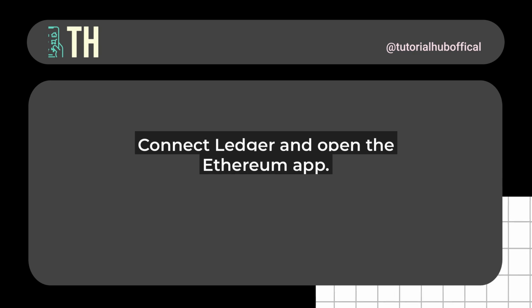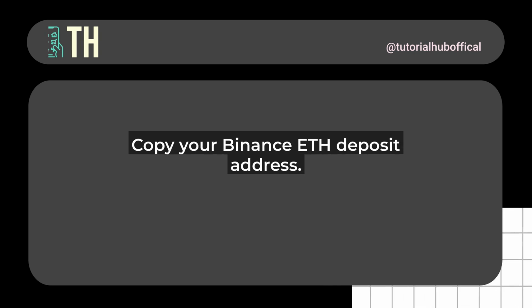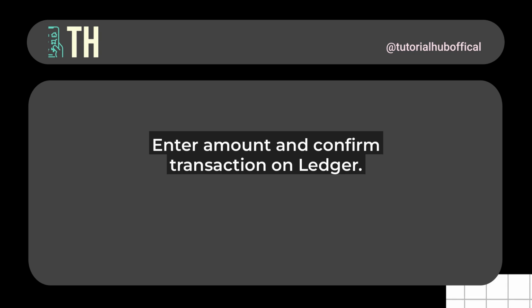Now, to send to Binance, you'll need your Binance wallet address. Log into your Binance account, go to your wallet, and copy the ETH deposit address. Make sure it's the correct one to avoid any mishaps. Once you have the address, go back to Ledger Live or your wallet interface. Enter the amount of ETH you want to send, paste the Binance address, and review the transaction details carefully.